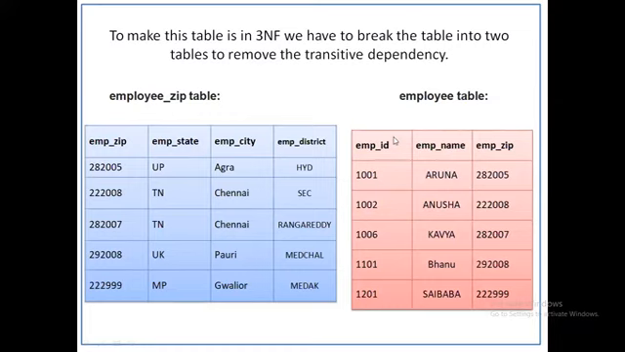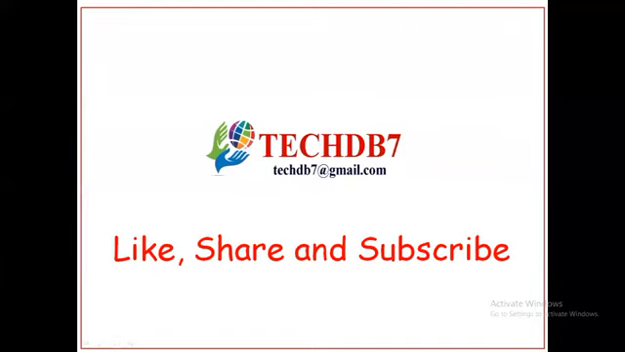In the second table, this is a primary key field. By using this condition, you can simply join these two tables. In the same way, by using these two tables, we can avoid the transitive functional dependency. I hope you understand the concept of third normal form.